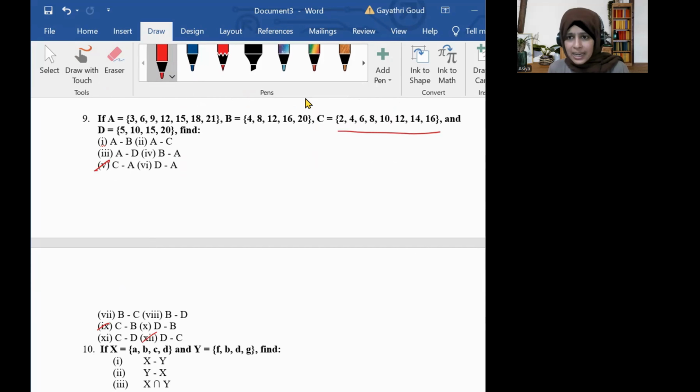Now, what does A have first? Okay, I have 2, 4, and 6. Are any of the elements contained in A? Yes, 6 is contained in A. So I'll have to remove the elements of A from my C.